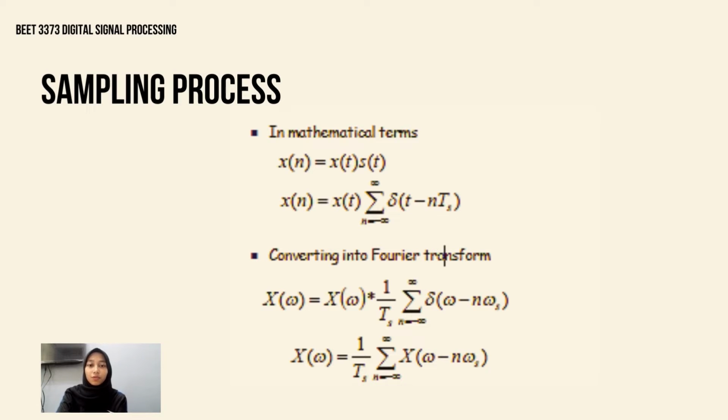The sampling process can also be expressed in mathematical terms when we derive the expression of s(t) equals x(t) times the summation from negative infinity to infinity of delta(t minus nTs). Then we convert it to Fourier transform. We get X(omega) equals 1 over Ts times the summation from negative infinity to infinity of X(omega minus n omega s).